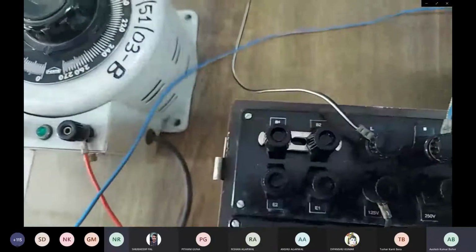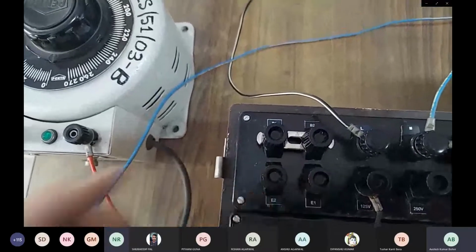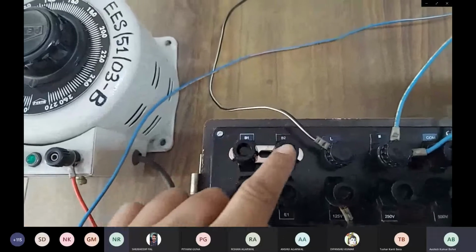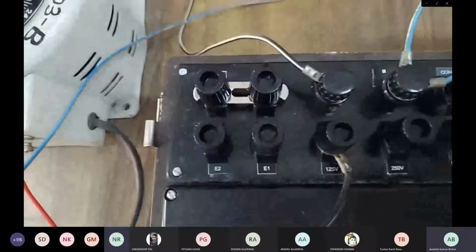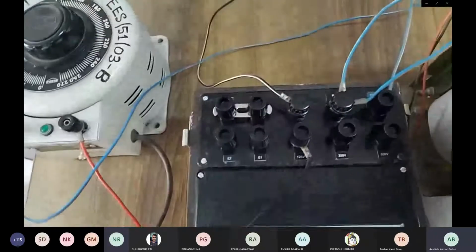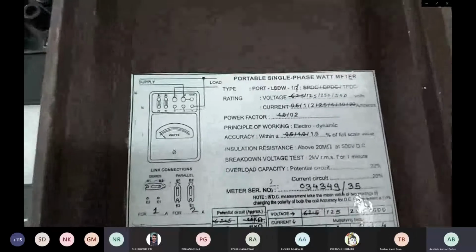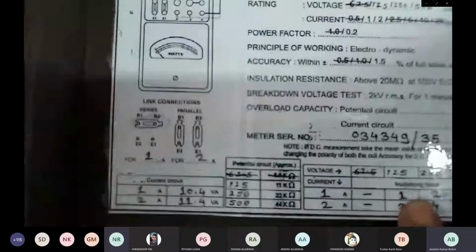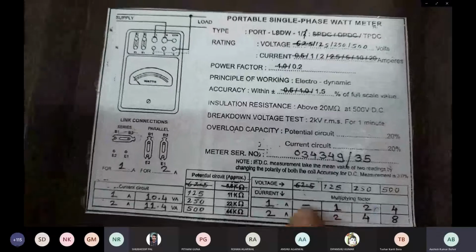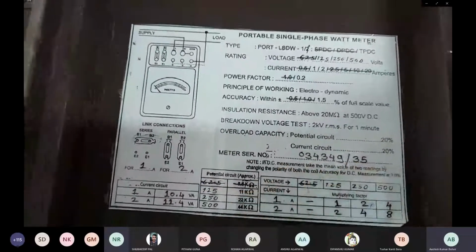So this will decide the current rating. If E1 E2 is connected, then another range applies. If V1 V2 is connected, then another range applies. And for voltage you also see two values, 250 and 125. Based on that we have to decide the multiplying factor. So we have to see the nameplate. You see here it is written multiplying factor. I think it is clearer now. The current we are operating, meaning B1 B2, from where we will get that connection.